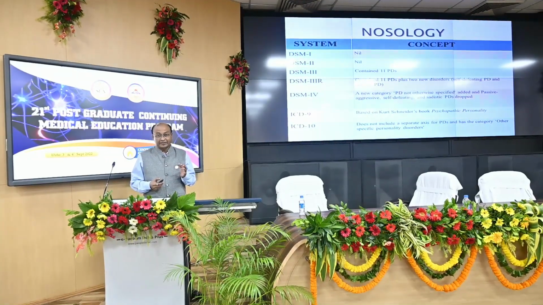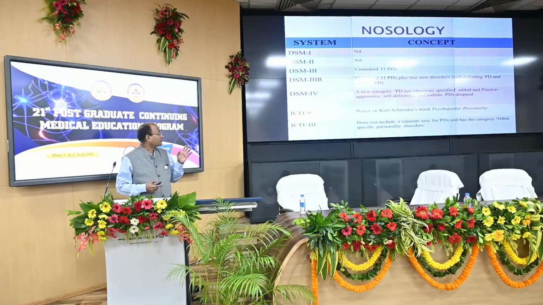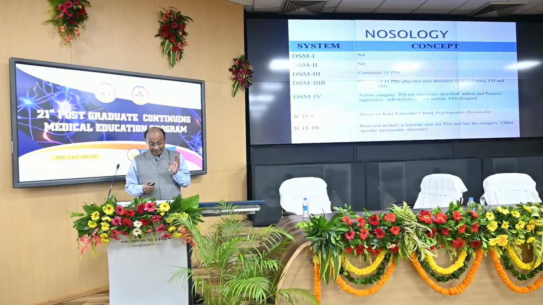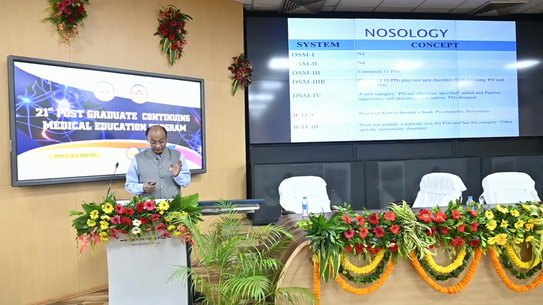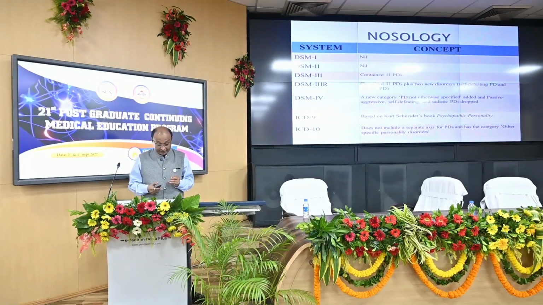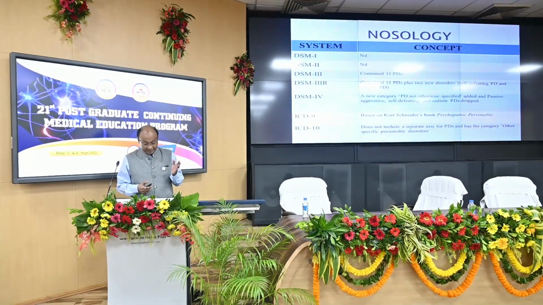In DSM-3, they contained actually 11 personality disorders, and self-defeating personality disorder and the sadistic personality disorders were included in DSM-3R, when we started our postgraduate degree. Some criteria were there, but all are the categorical type of things. In ICD-10 again, it does not include a separate axis, but other specific personality disorder was included in ICD-10. And ICD-11 I will talk about later on.